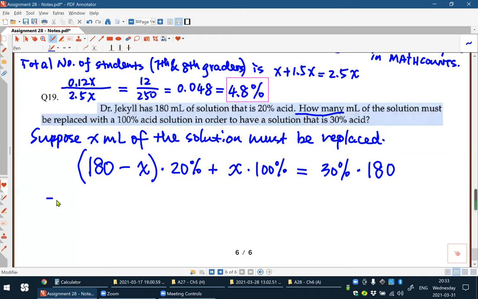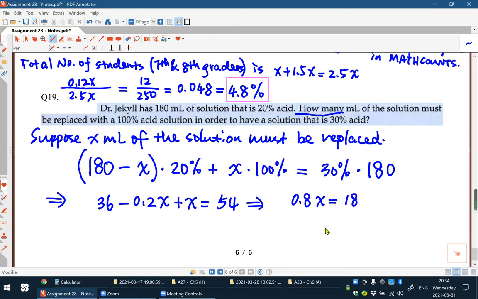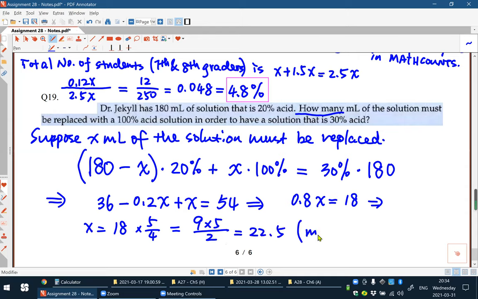we should be able to solve for x, right? Okay, let's have a look at this. This is 36 minus 0.2x plus x equals 54, right? So here we can easily solve for x. 0.8x equals 18. So x is 18 times 5 over 4, which is 9 times 5 over 2, which is 22.5. The unit is milliliters.